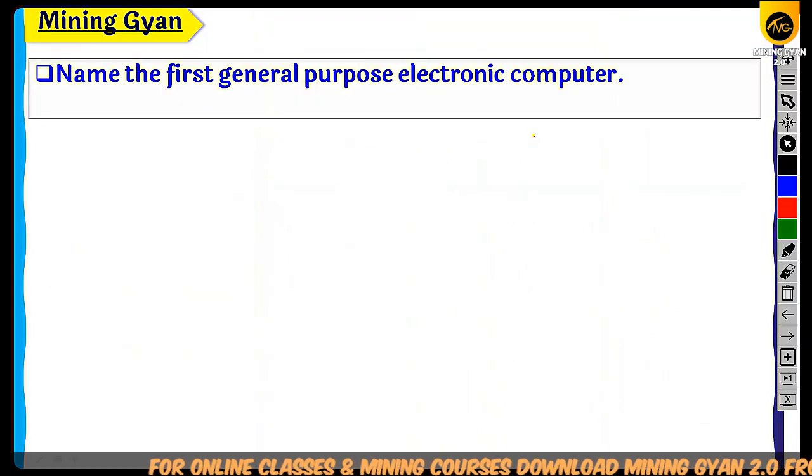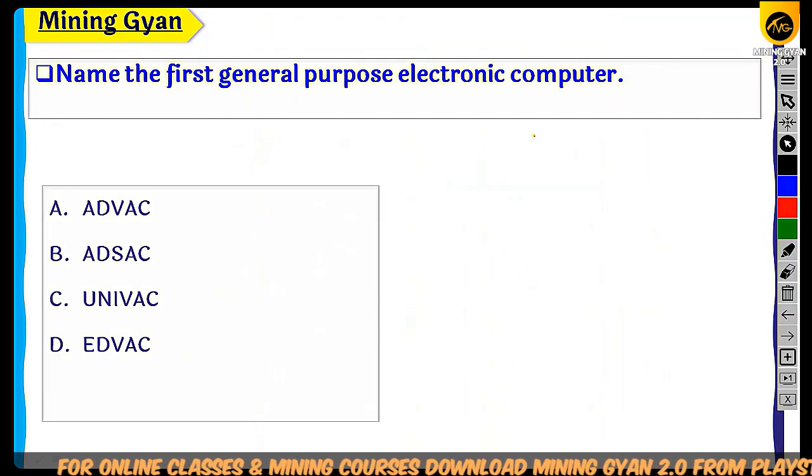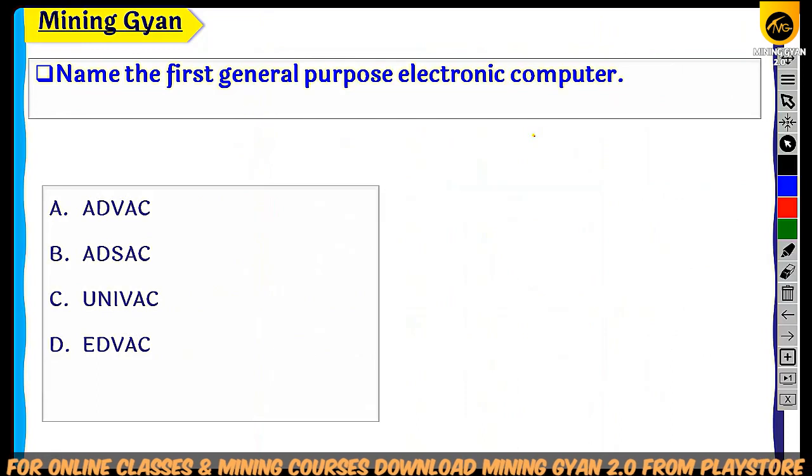Next is the name of the first general purpose electronic computer. Option A is the EDVAC, EDSAC, and UNIVAC and EDVAC. So option A, B, C, D.